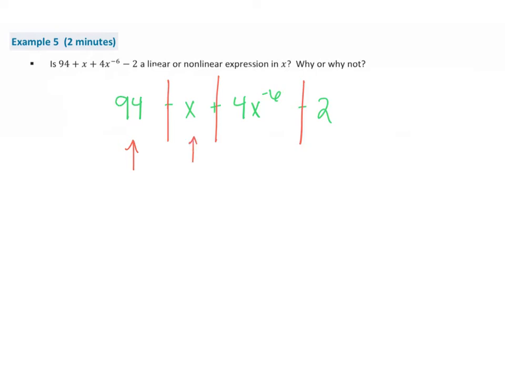I look at this x. There is no exponent here. So this is good so far. So far we are good. It's linear. If I look at my third expression, I have 4x to the negative 6th power. This does not fly when it comes to linear equations. Remember, we can only have an exponent of 0 or 1. And then our last term is a 2. That's fine because there's no variable. So because that one term had an exponent that was not a 0 or 1, this is nonlinear.